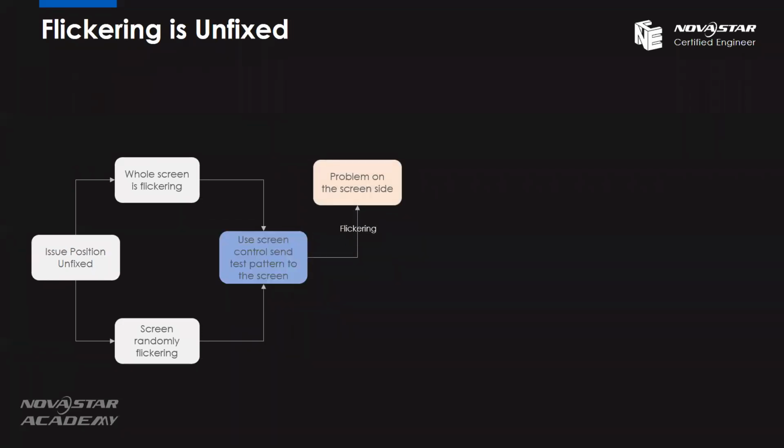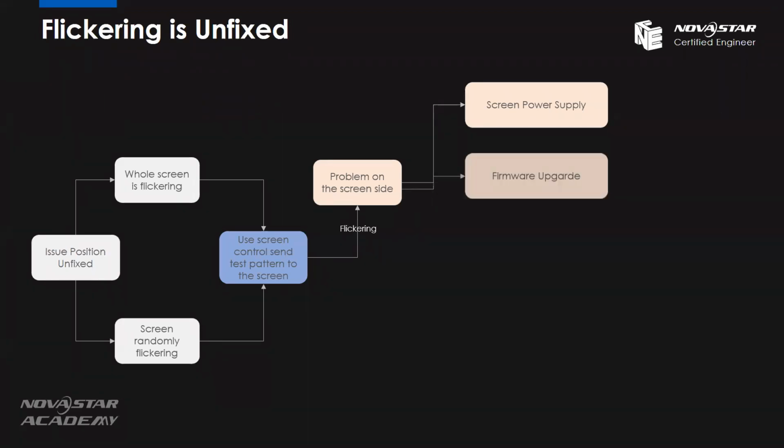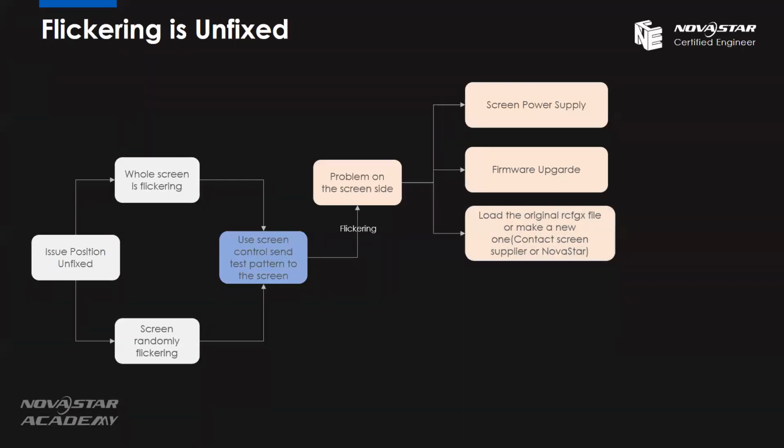After we send the screen control test pattern, if the screen is still flickering, we can confirm the problem is on the screen side. We may need to check the screen power supply, because if it's an insufficient power supply, it could make the whole screen flicker. And it could be the firmware. Maybe the whole screen is running the wrong firmware, which could cause the screen flickering, and we need to find the correct firmware to do the firmware upgrade for the screen. And it could be the RCFG file.